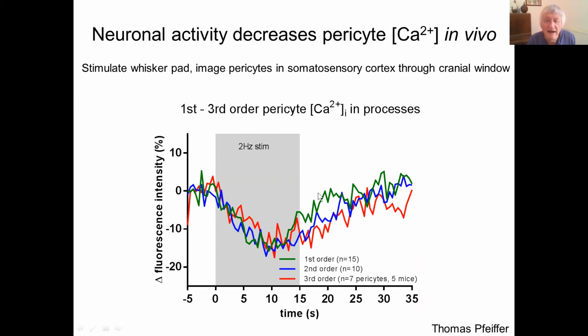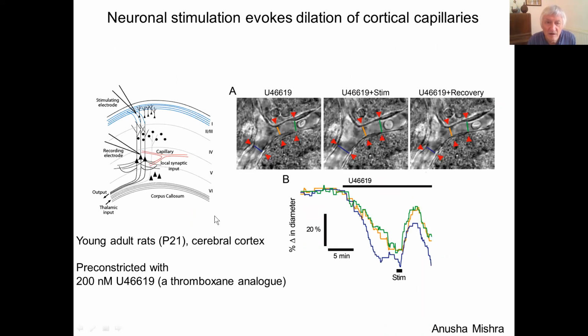Okay, and similarly, if you then take a piece of cortex and stimulate axons running across the cortex and image capillaries here, you find that the diameter of the capillaries gets larger when you stimulate the axons. Now, to do this experiment in a brain slice, you have to first of all pre-constrict the pericytes, because by making a brain slice, you've removed the noradrenergic input from the locus coeruleus, which is normally keeping them nice and constricted.